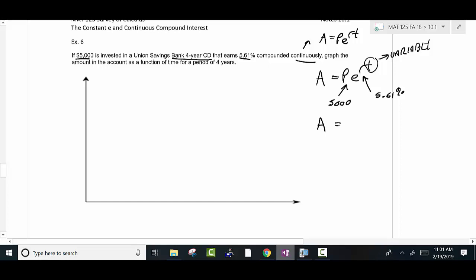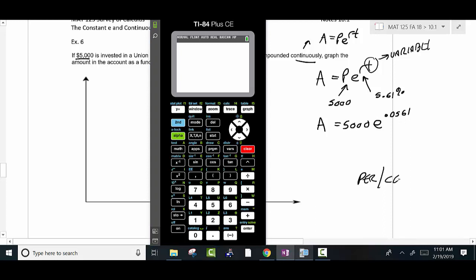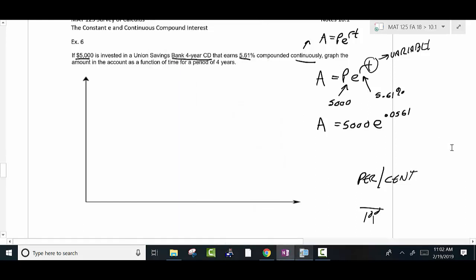We'll say A is equal to 5,000 e to the 0.0561t. Always be careful about how you move decimals back. I see students do that all the time. And what you're really doing on a percent is this. Sometimes students have never made this connection, but the word percent literally means out of 100. So if you take 5.61 and divide it by 100, anytime you divide a number by 100, the decimal goes back 2. Okay, that's what you're doing. Percent is out of 100. So make sure that you do that correctly, and then put the t there. That's what we're actually going to graph.